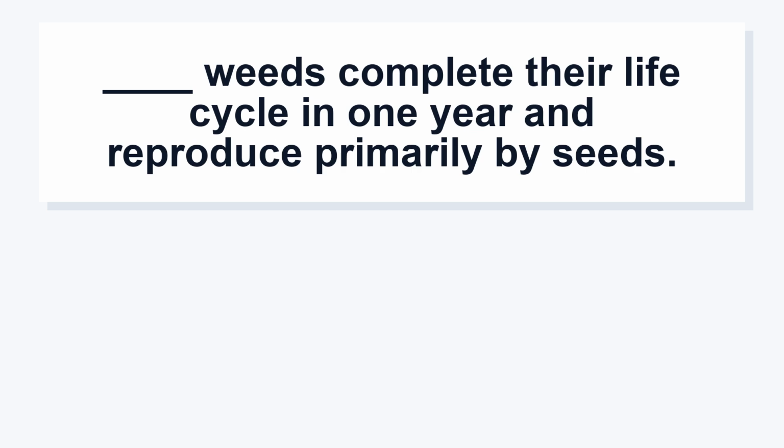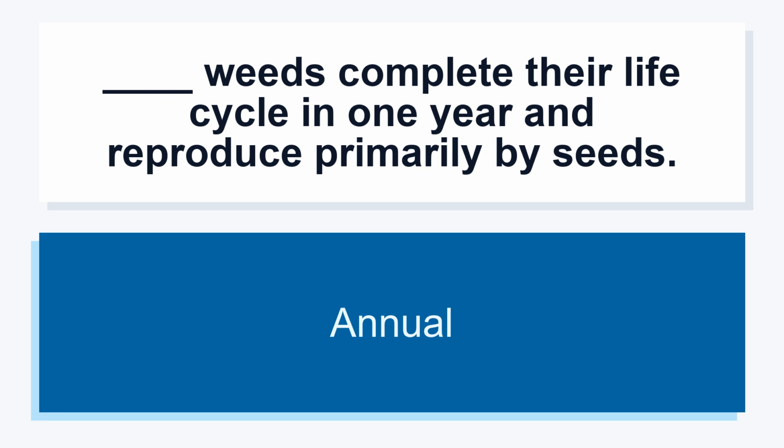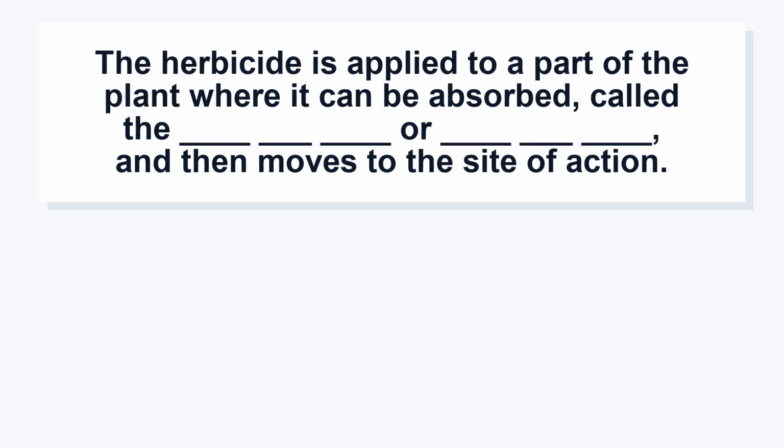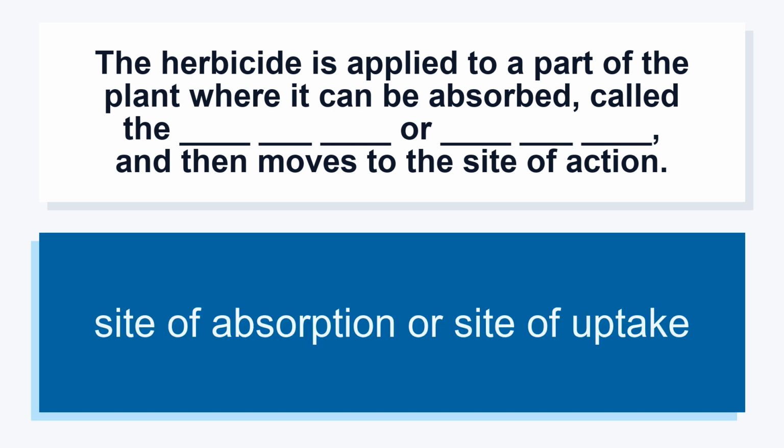Weeds complete their life cycle in 1 year and reproduce primarily by seeds. Annual. The herbicide is applied to a part of the plant where it can be absorbed, called the site of absorption or site of uptake, and then moves to the site of action.